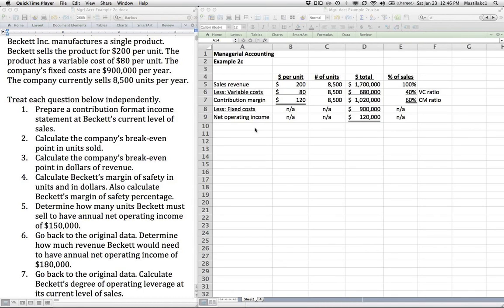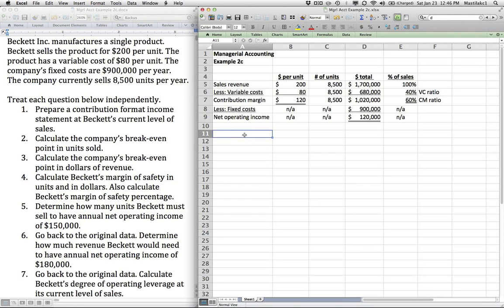Continuing example 2C, our second requirement is to calculate the company's break-even point in units sold. Now there are a few ways we can go about doing this. If you remember from the formula that was given, the simplest and most straightforward way to figure out break-even is to take the company's fixed costs per period, which in this case is per year, the $900,000, and divide that by the CM per unit, which is $120 per unit.